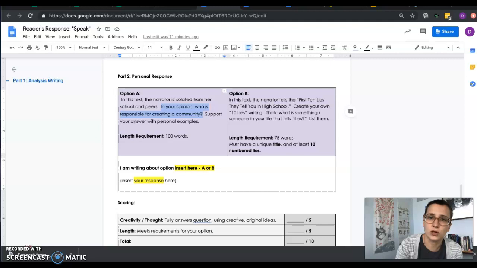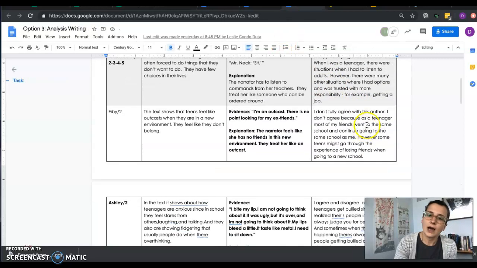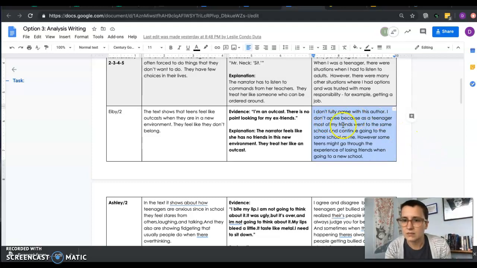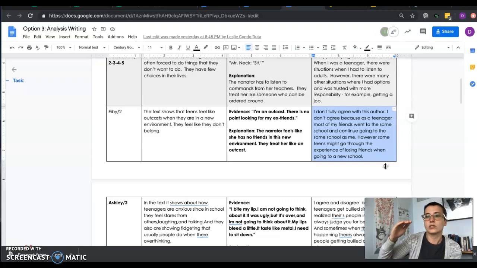I want to show someone who started a response to this. I notice here, Aby gets at this idea of community. He's saying that as a teenager, most of his friends went to the same school and continue to go to the same school. However, some people might experience losing friends when going to a new school. Here's what I think would push this personal connection over the top: more specific examples, right? So Aby here has a response that he could start to use for this creative journaling response. I think the push is to get more specific, okay?